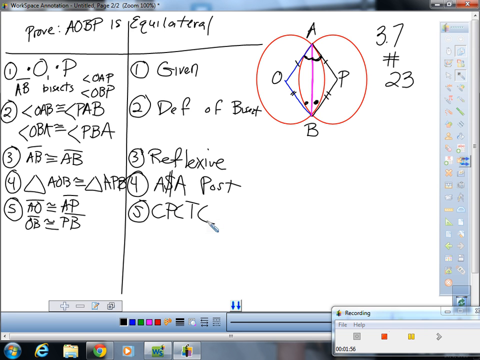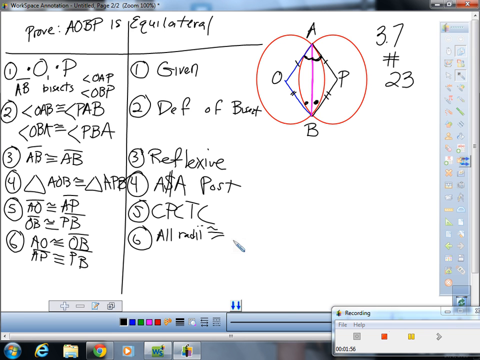But how is AO related to OB? That's right. AO is congruent to OB. And similarly, AP is congruent to PB. Now maybe you'll tell me I didn't need to say that and you might be right, but I'm not going to leave it out because it's the same reason. What's my reason? All radii are congruent within one circle.